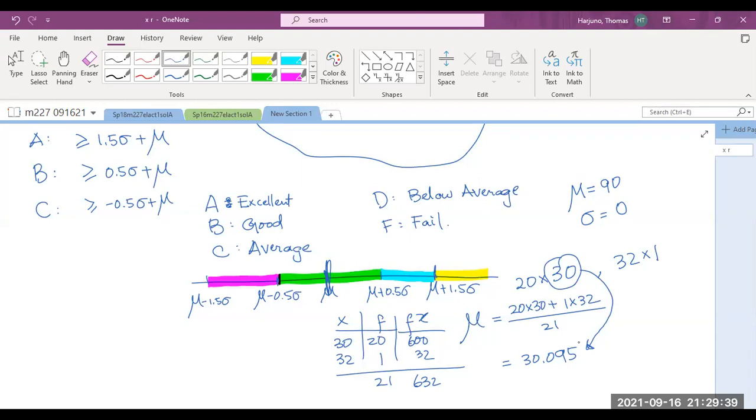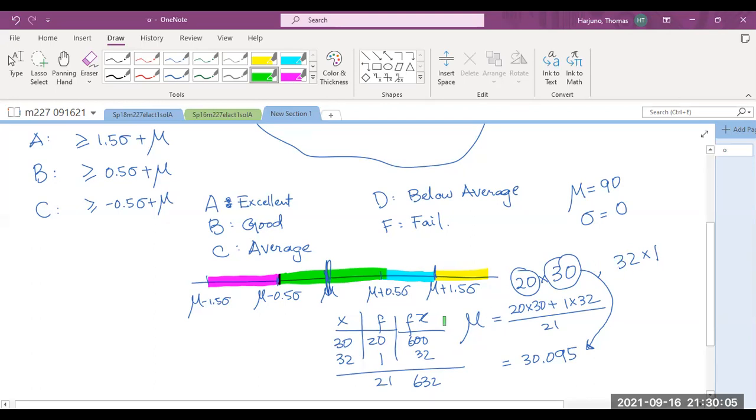Okay, we need to compute the standard deviation though. From here we see that for sure these 20 people will not get an A, but will not fail either. The people who get 30 are in this interval, so they are safe. They get a C. The unfortunate thing is Thomas gets 32.